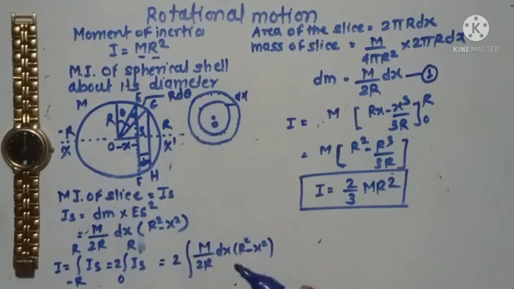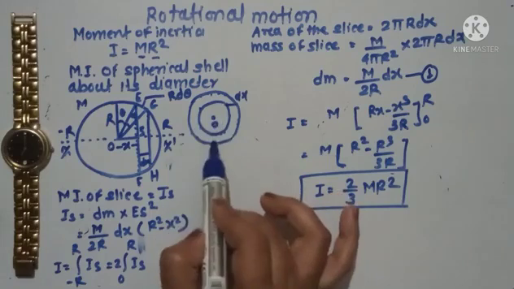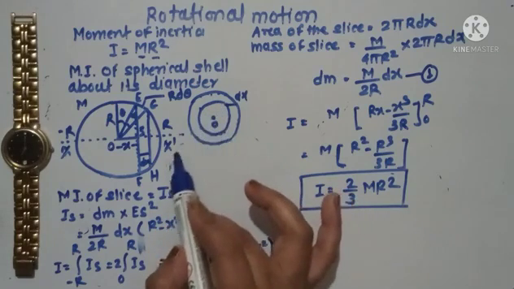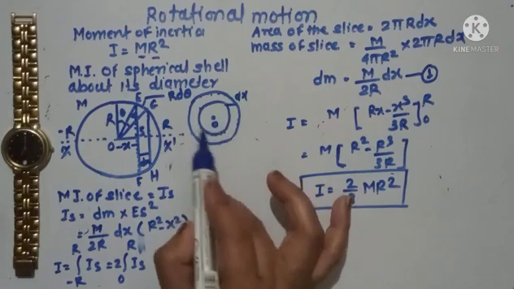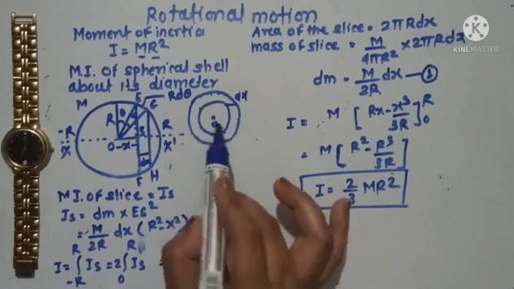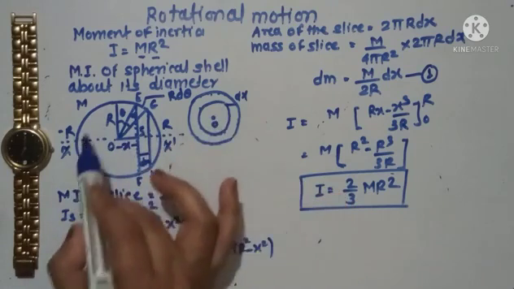So if you want to calculate the moment of inertia of any rigid body, you just have to make a thin slice of it, take the moment of inertia about the given axis of rotation of that thin slice, and then integrate the term to get the moment of inertia of the whole body.